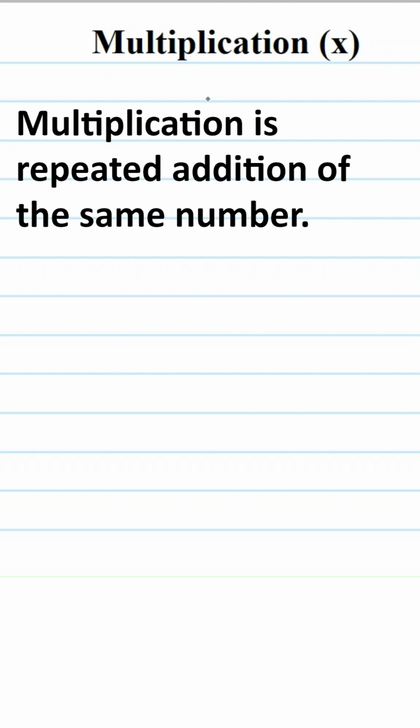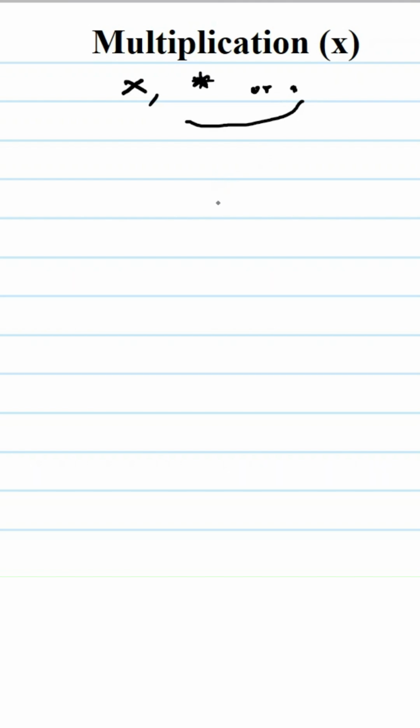The symbol we use for multiplication is like a star. When you are using your laptop or computer, you can use an asterisk, or we can use a dot. So these are the symbols we use for multiplication: a star or an asterisk, or a dot.